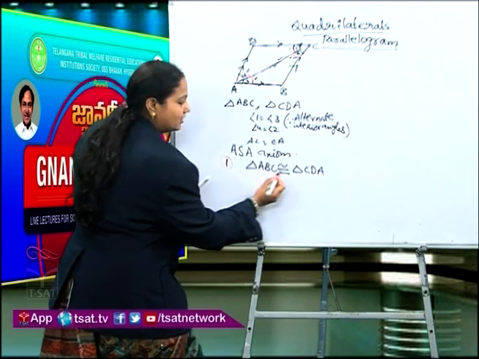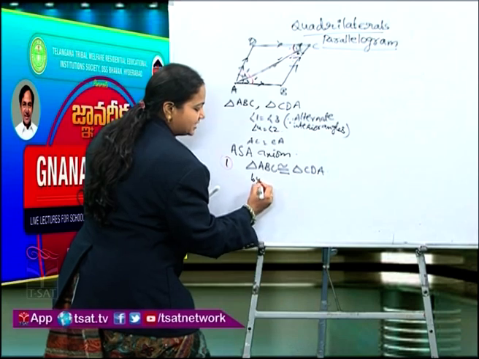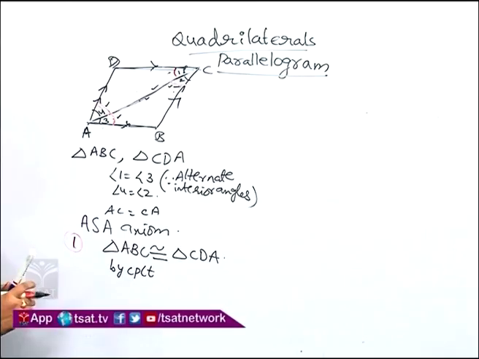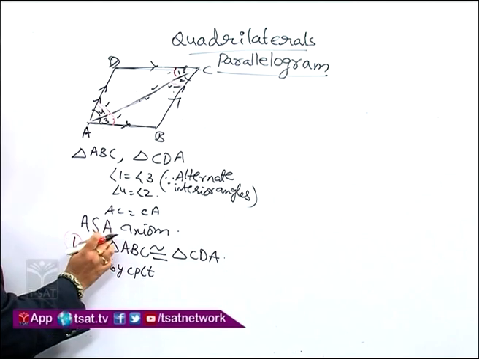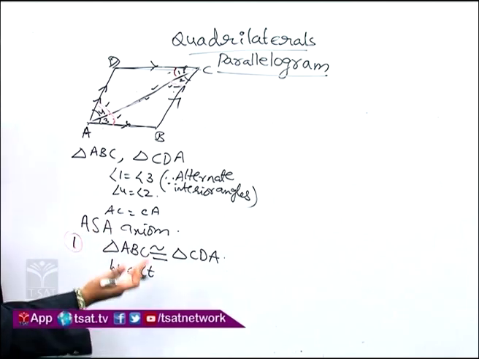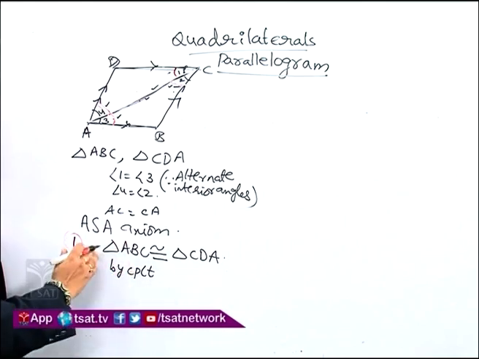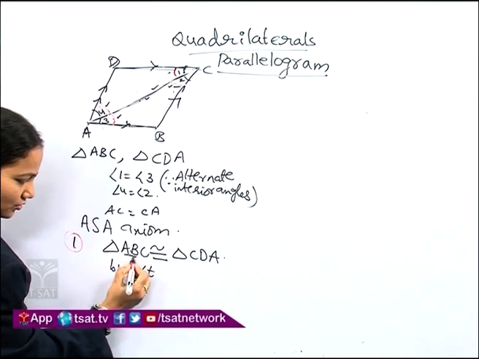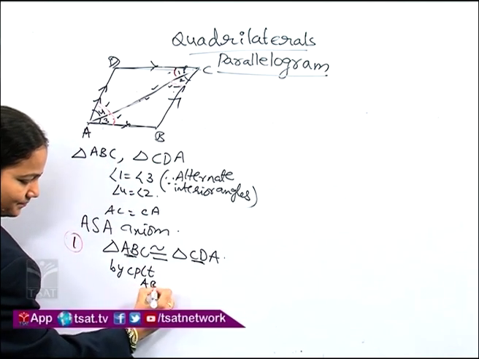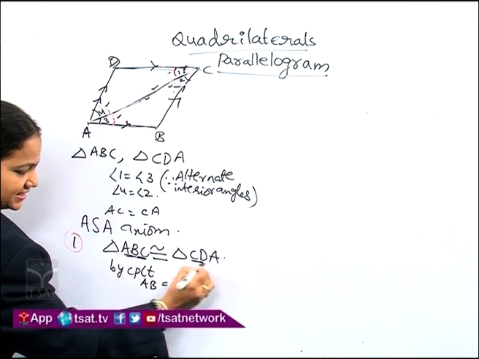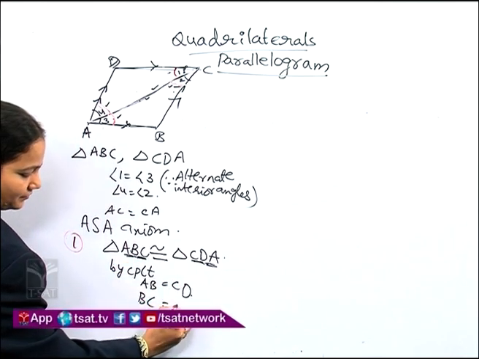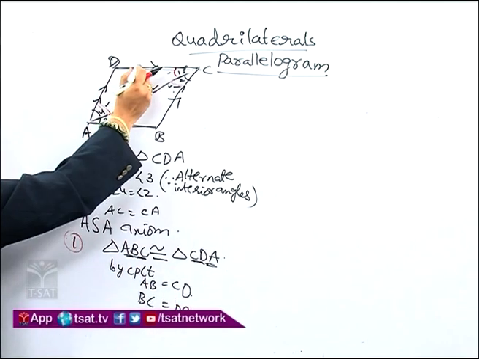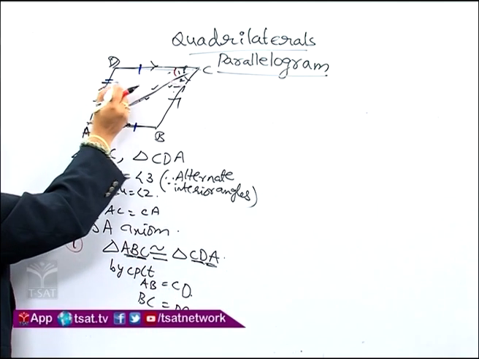Next, when two triangles are congruent, by CPCT, corresponding parts of congruent triangles, both have the same shape and same size, so all the sides are equal and all the angles are equal. Here we took only two angles on one side, we will write the remaining two sides and the one angle. What are the two sides, children? CD and AB. AB is equal to CD and also BC is equal to DA. That means CD is equal to AB and AD is equal to BC.